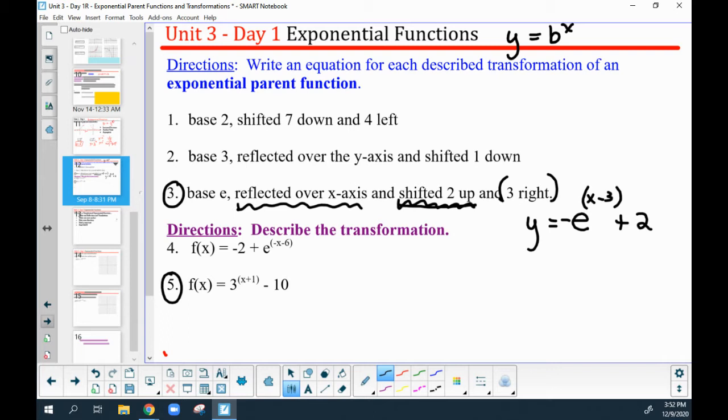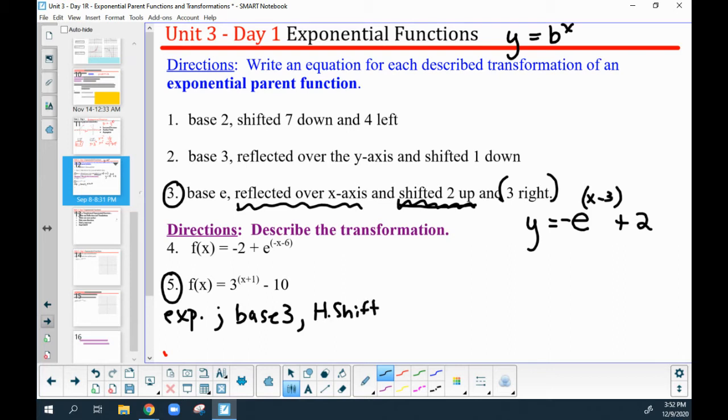Let's move to 5 and do the same thing in reverse. So we have our function. We know it's exponential because your variable is in your power. So what we're going to say is, okay, this type of graph that is exponential has a base of 3. Because of that 1 in there, it looks like we have a horizontal shift.